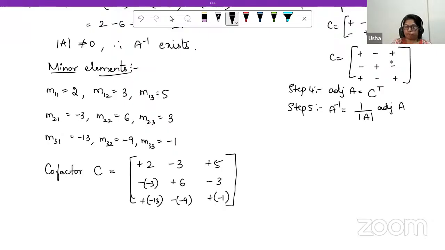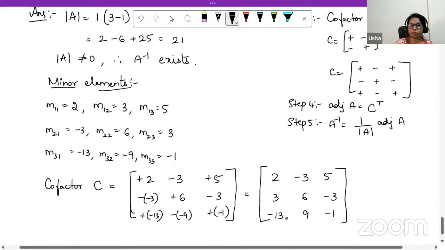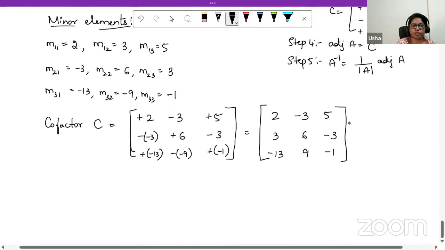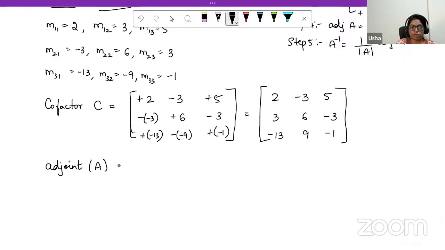Write down the signs. After writing the signs, copy these values. And now simplify all this and write. So it is 2, minus 3, 5. This is plus 3, 6, minus 3. And then minus 13 plus 9 minus 1. This is your cofactor matrix. Step 3 is done. Now step 4 is writing adjoint of the matrix. So adjoint of A. Adjoint of A is equal to cofactor matrix transpose.